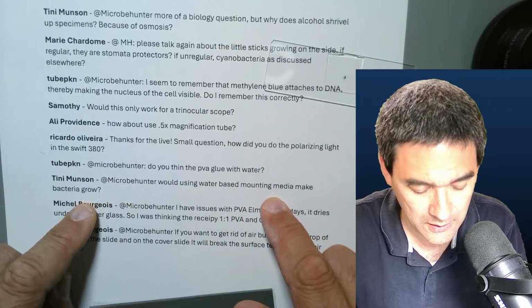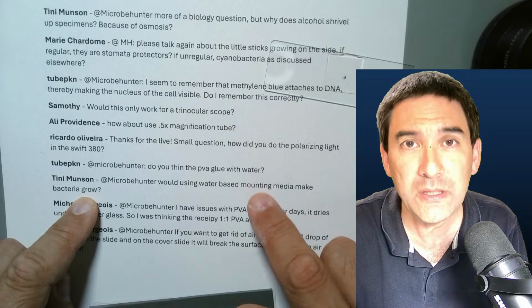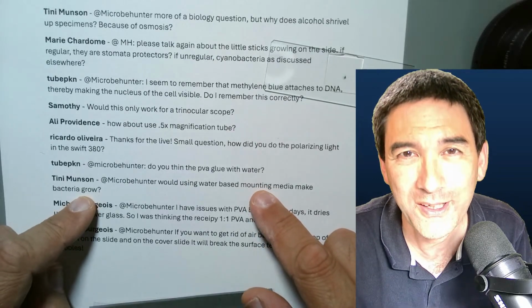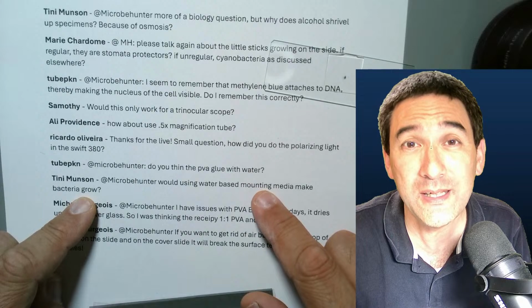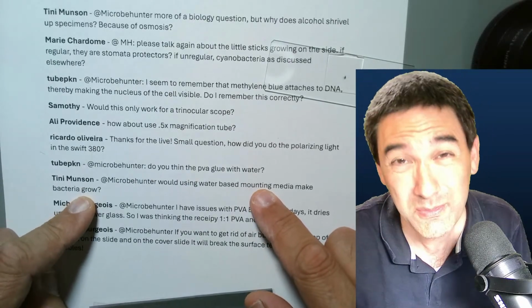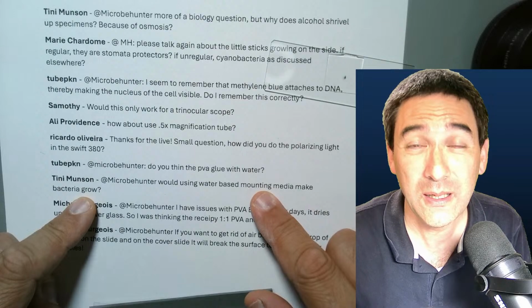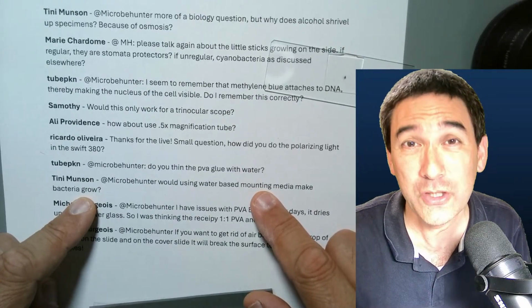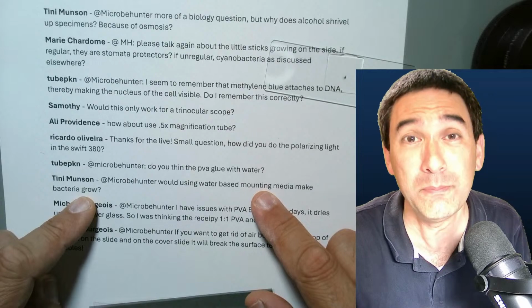So even with water-based mounting media, by the way, glycerin gelatin, which I mentioned before, contains gelatin, which is a protein that can be used as a food source. It has a problem that if it's not properly done, then fungi and bacteria might grow.